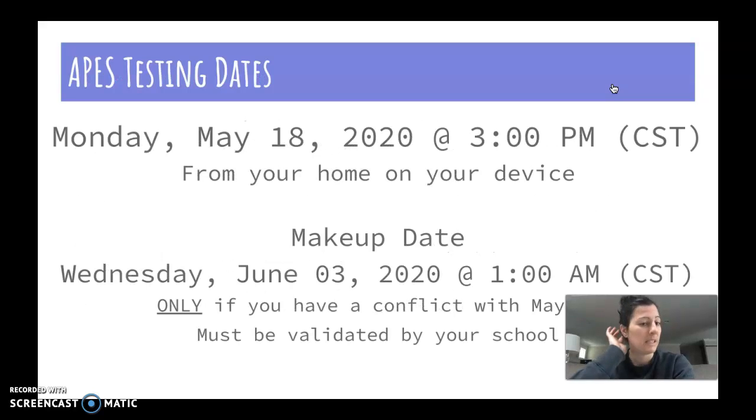The AP exam dates, again, Monday, May 18th is ours at 3 p.m. The makeup date is Wednesday, June 3rd at 1 a.m. And again, that's only if you have a conflict, and that has to be validated by our school to be able to allow you to do that second one. So if all of a sudden you have technical difficulties, the internet goes down, uploading is an issue, you didn't do it within the 5-minute time frame, you would then request from Mr. O'Brien at school to be able to do the makeup date.